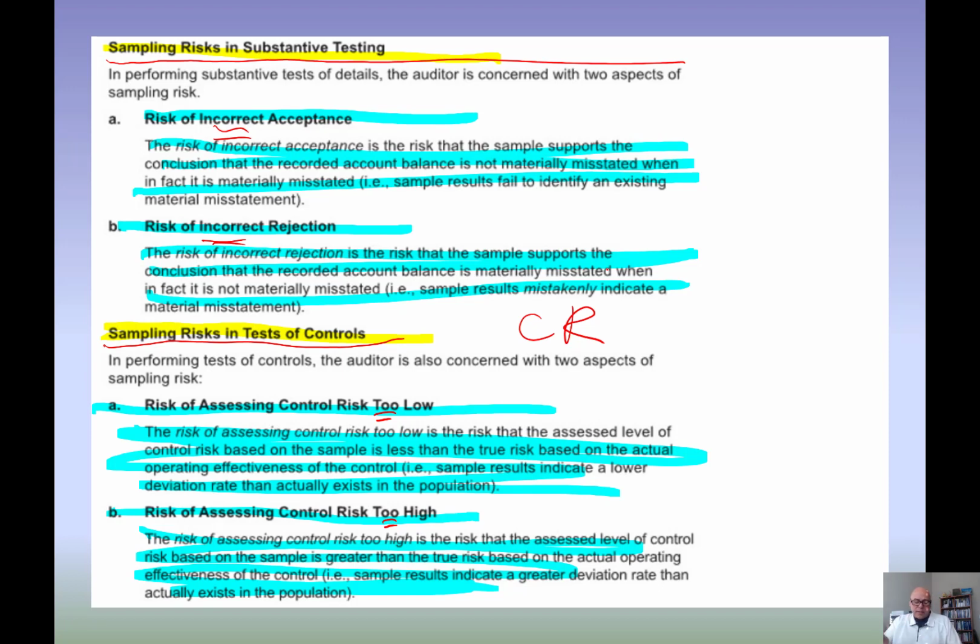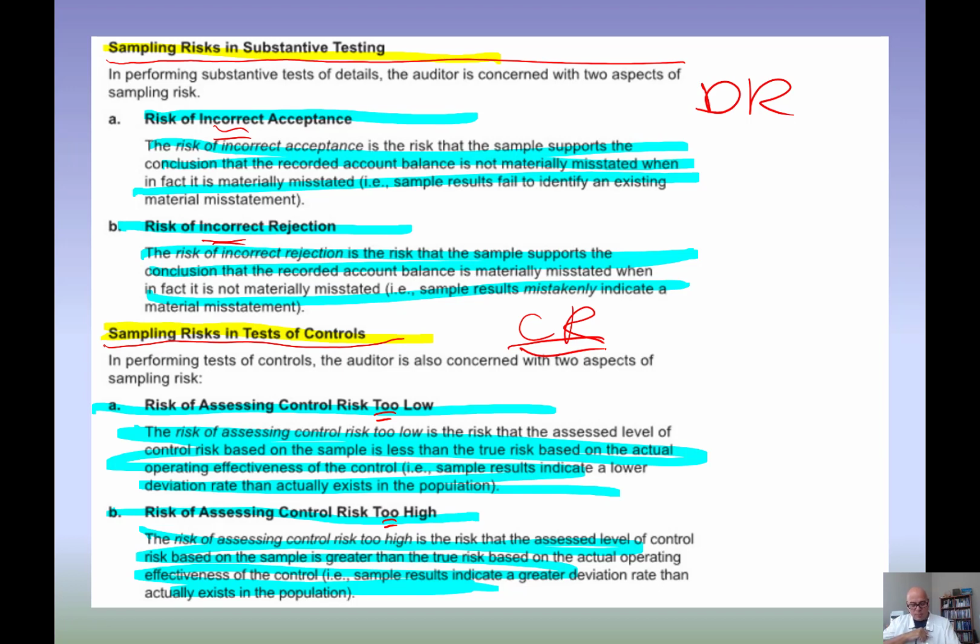Okay, so incorrect acceptance, incorrect rejections, mistakes made by the auditor based on the sample, right? Now, that's our sampling risk as it relates to detection risk. Now, we also said that our sampling risk would relate to our control risk. And so let's take a look here. We have the risk of assessing control risk too low, risk of assessing control risk too high. Both of these are mistakes made by the auditor based on the sample, right? Too high, Stephen Curry shooting a basket. He shoots too high, goes over the backboard, it's too high. Shoots too low, goes under the rim, he shot too low, but he didn't make the shot, right? So what happens? We made a mistake based on the sample.